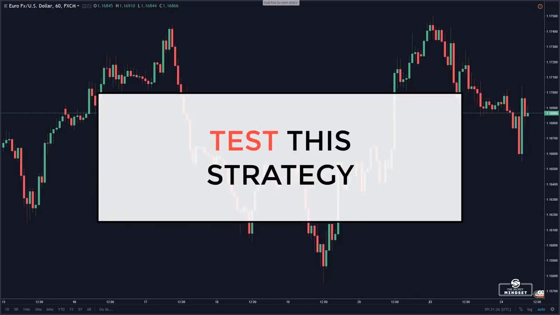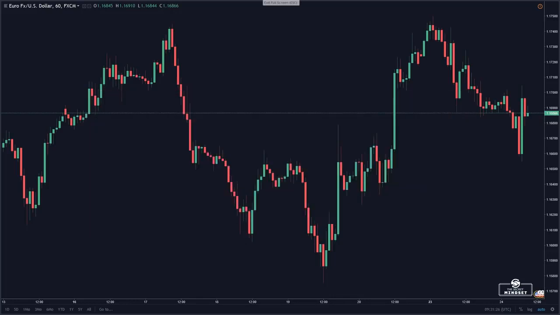Test this strategy for a couple of weeks and come back here and share your results. If you have any other filters or tools to improve this setup, I look forward to hear from you in the comments section.